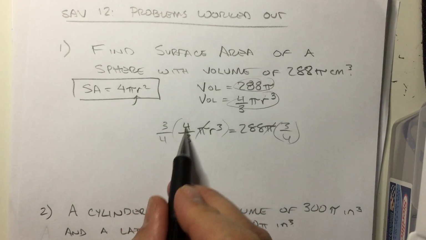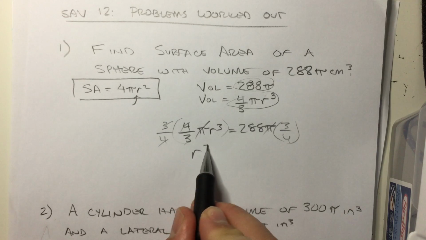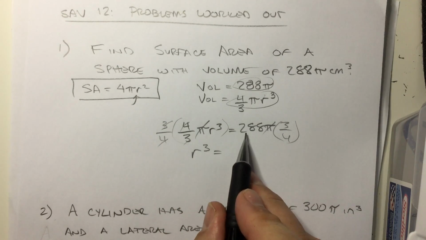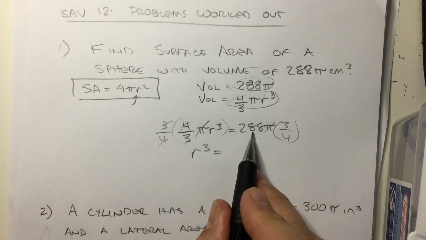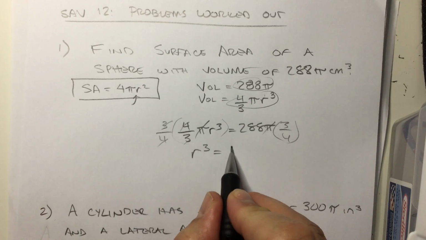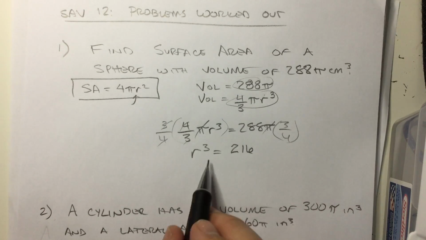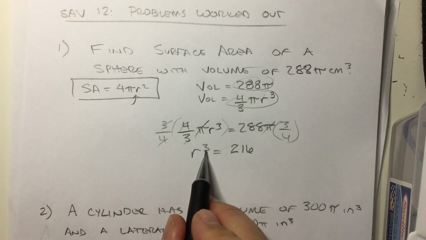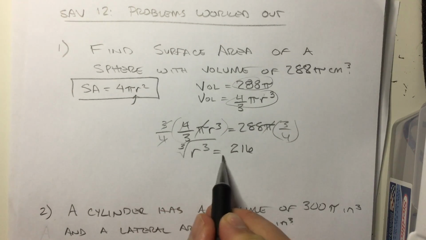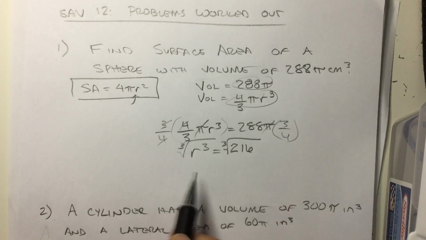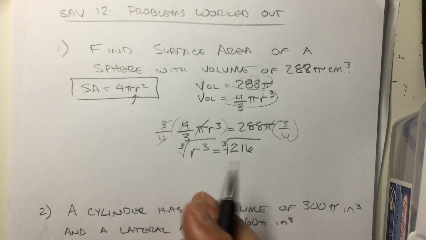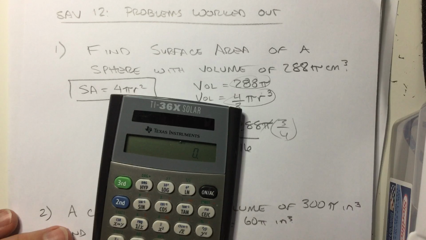On this side, those all cancel, leaving me with just r cubed. And on this side, 4 goes into 288 72 times, and 72 times 3 is 216. That's what r cubed is equal to. To solve for r, I'm going to do the cube root. Depending upon your calculator, you may already have that button available.